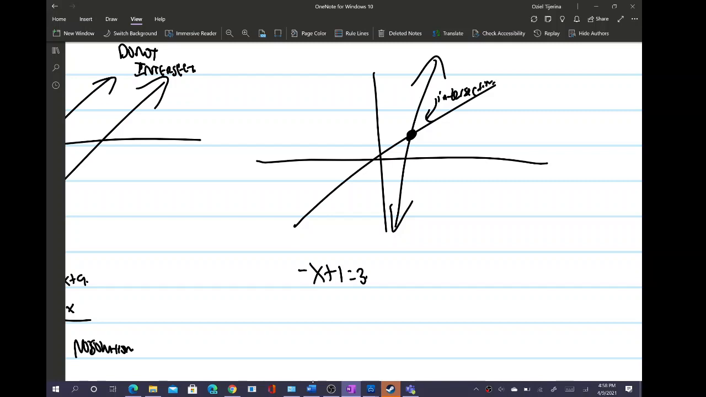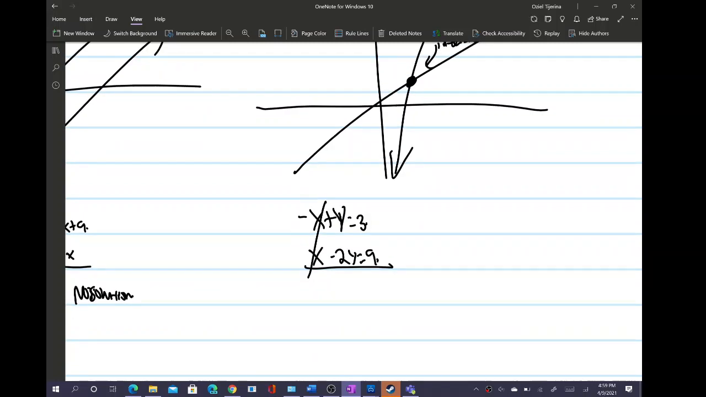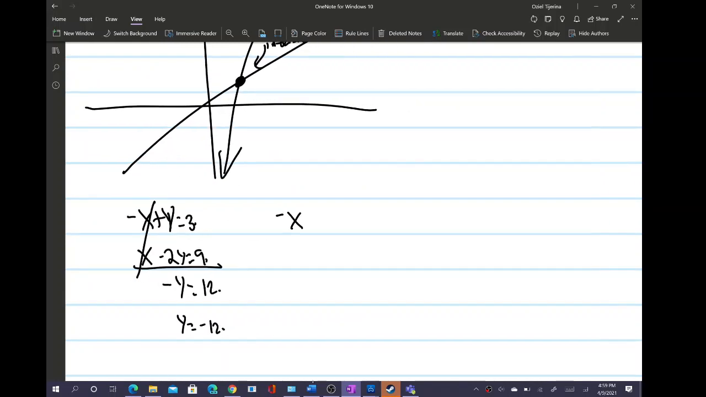x plus y equals 3, and then x minus 2y equals 9. So then these cancel out, and then I say, okay, y minus 2y equals negative y, and then 9 plus 3 is 12, so then y equals negative 12, and then I plug it back in. I say negative x plus negative 12 equals 3, so then negative x minus 12 equals 3, so then negative x equals 15, and then x equals negative 15, right?